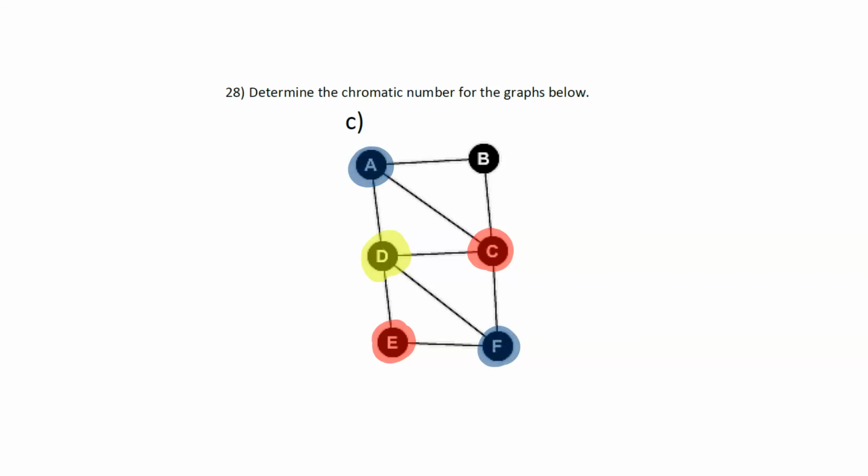We're left with just one vertex, vertex B. It can be neither red nor blue, however, it can certainly be yellow. So the chromatic number for this graph is also 3.